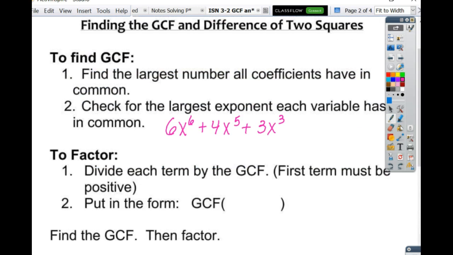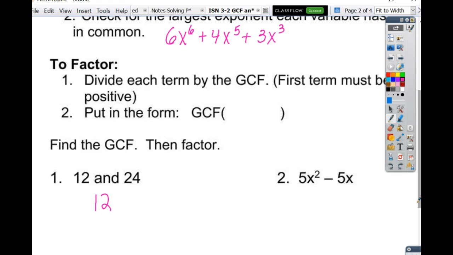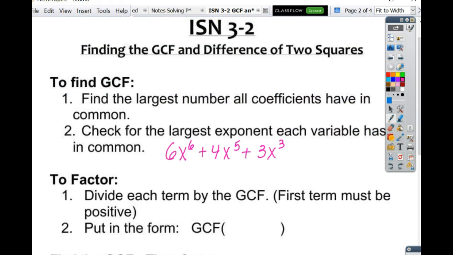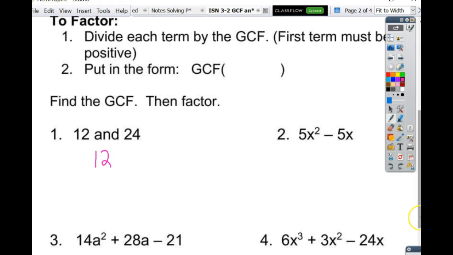All right. So the same way between 12 and 24, you said 12 is the smallest number for both of them, right? The same thing applies to the exponents. What's your smallest exponent? 3. And so that's your greatest common factor for the exponents. All right? So, if I look at 5x squared and 5, first of all, between 5 and 5, they both can be divided by 5. And so I have an exponent of 2 here and an exponent of 1. So my smallest exponent is 1.